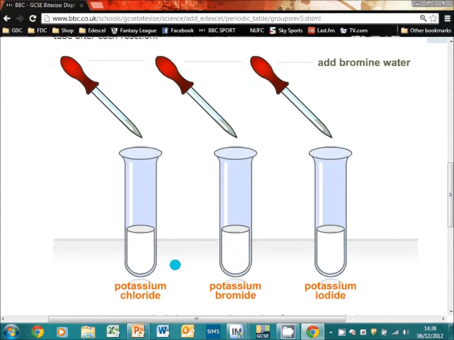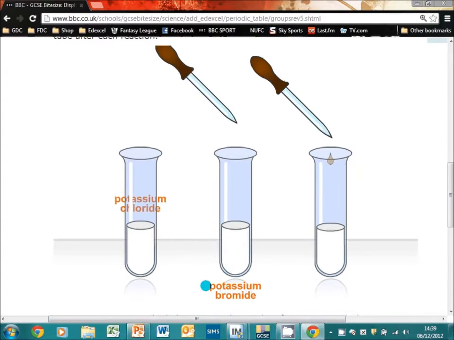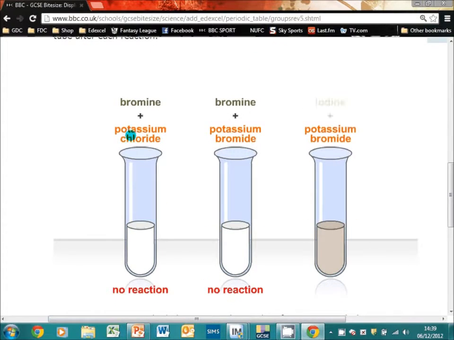This continues, so if I were to add bromine water to the three solutions, you will see nothing happening in these two because it's less reactive than chlorine, the same as bromine, but here there will be a reaction because it's more reactive than iodine.